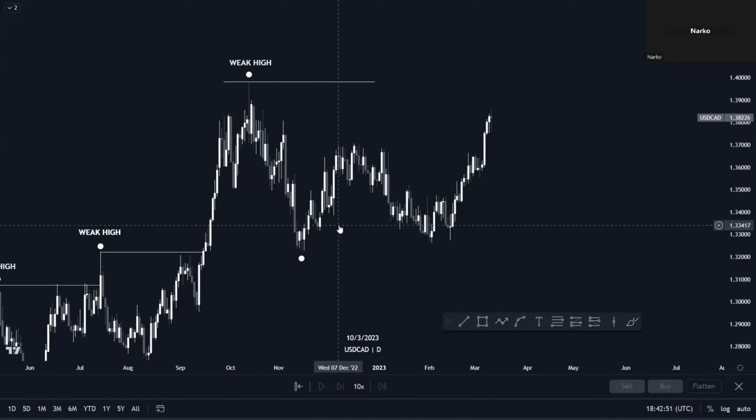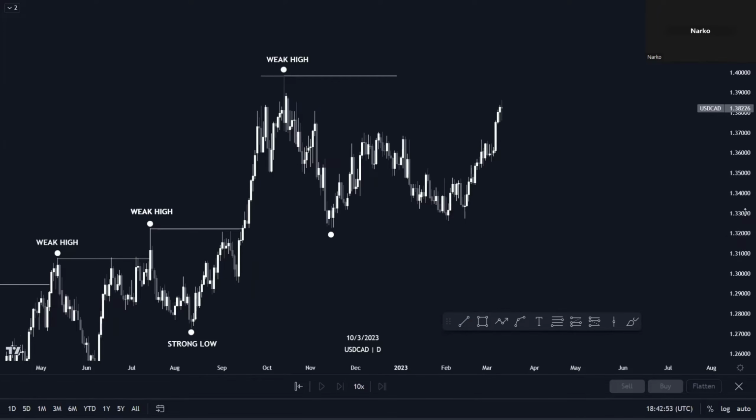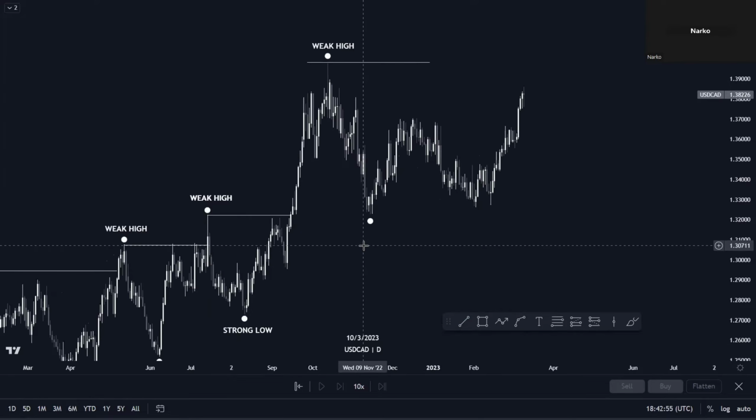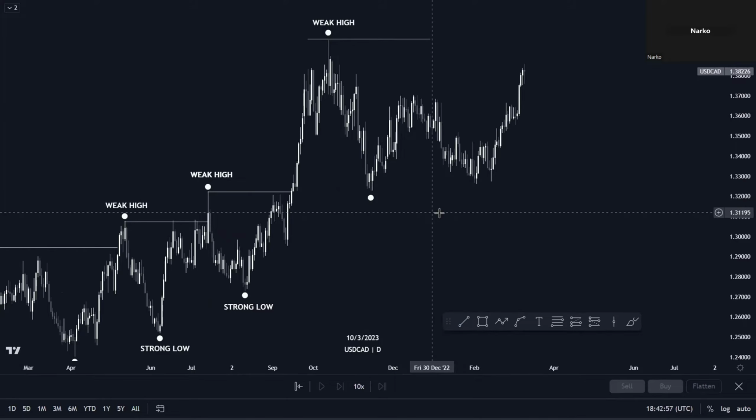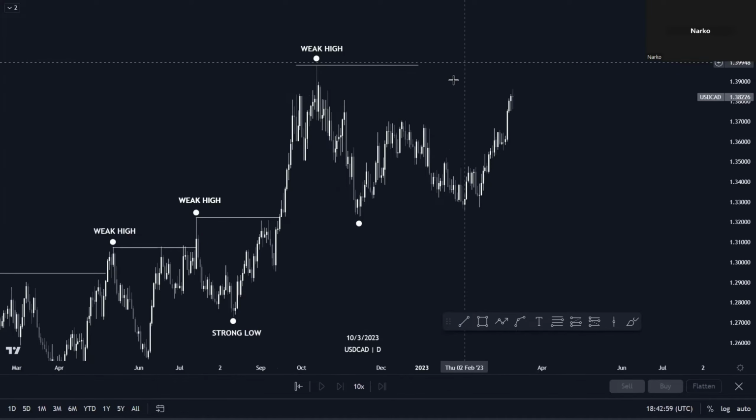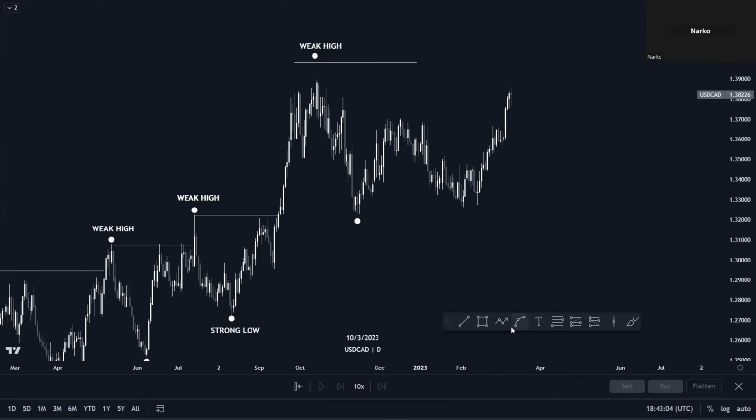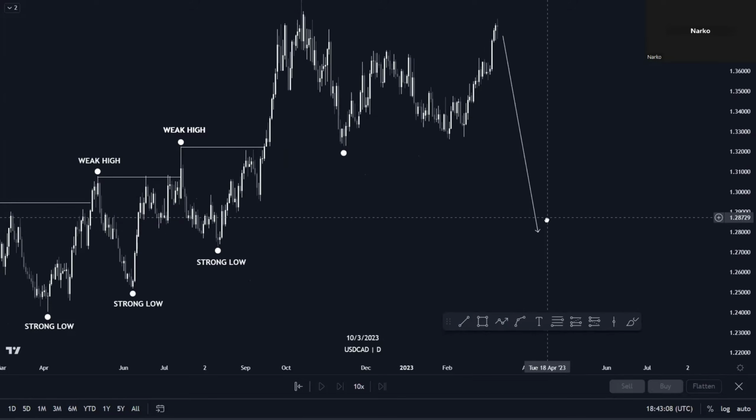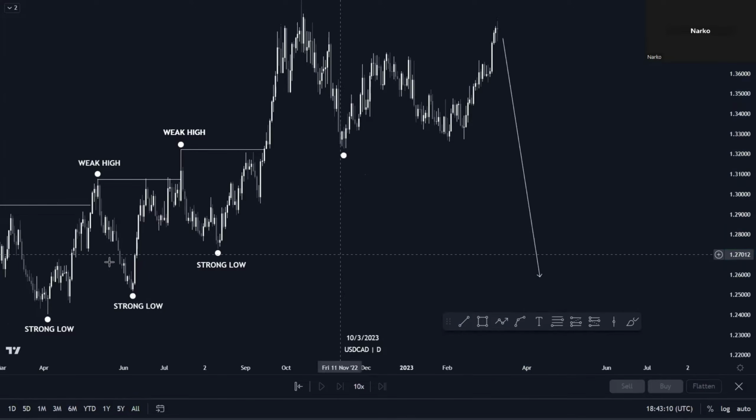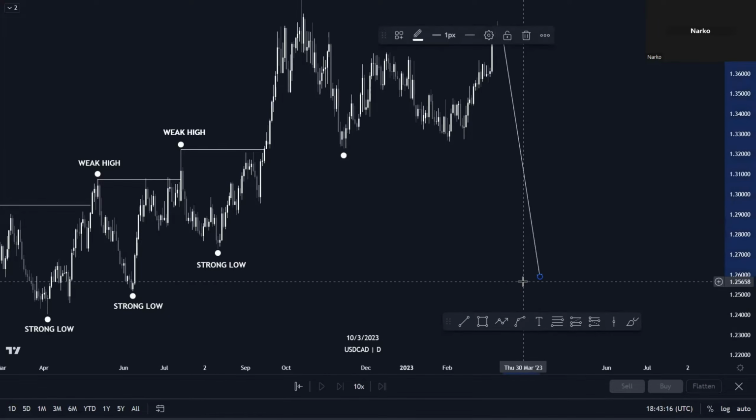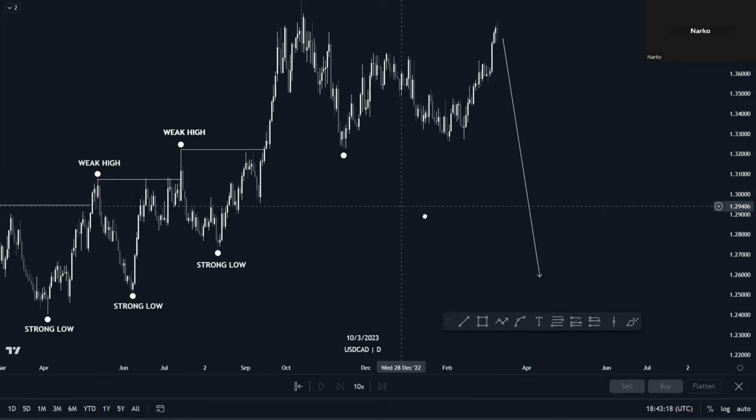Why am I saying it's in the process of creating a strong low? This here is not yet a strong low because it has not yet violated our previous higher high, which is here. Because price can just push to the downside and violate our strong low here, and now it won't be a bullish trend.